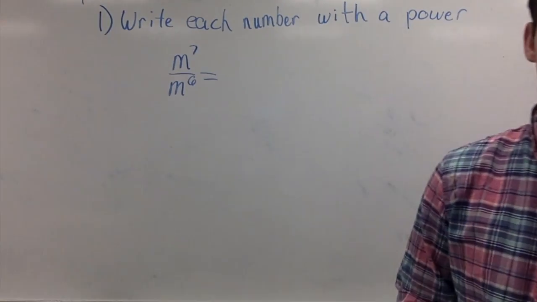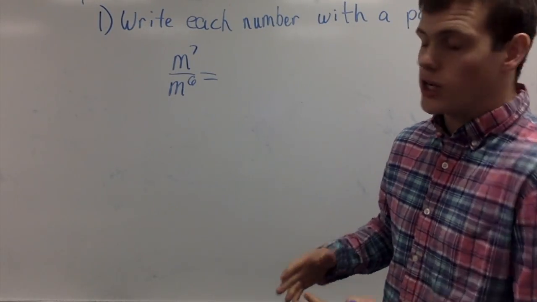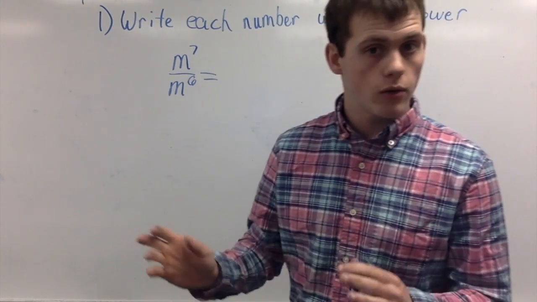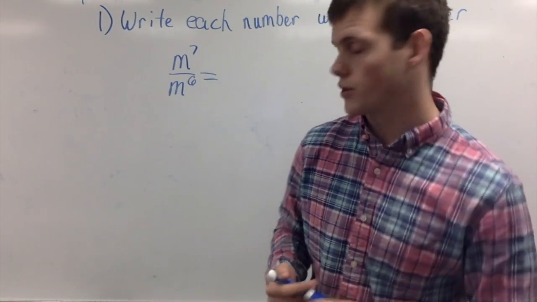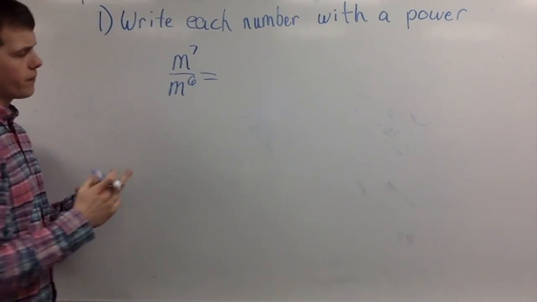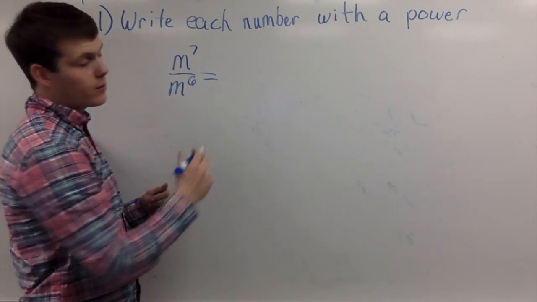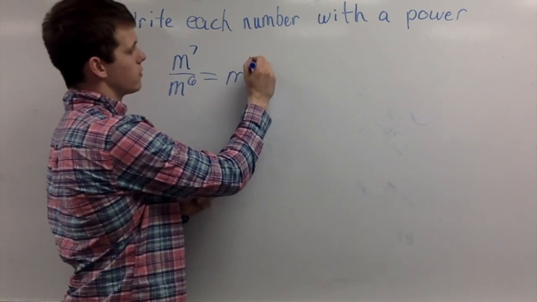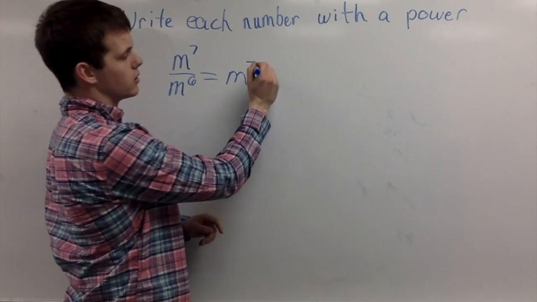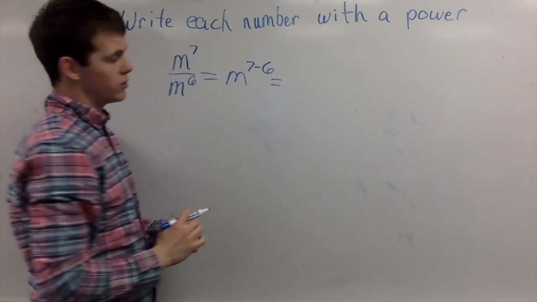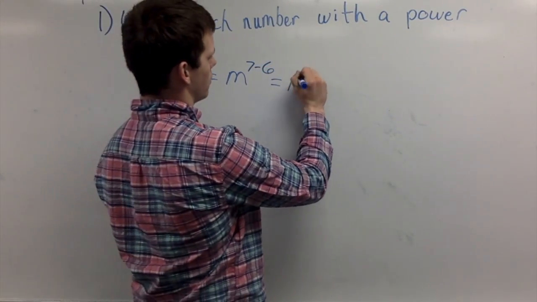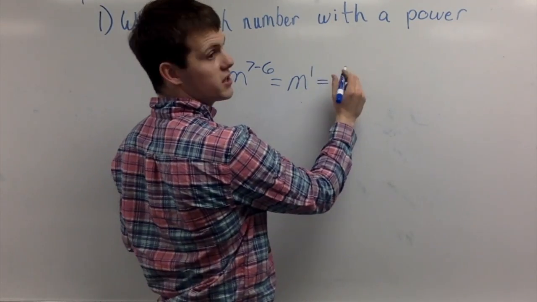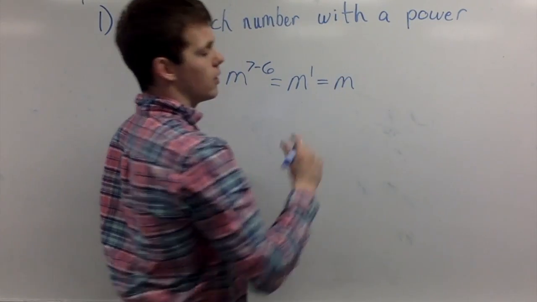Now we're going to use variables. Remember, nothing changes because the bases are still the same, so we're allowed to use all of our exponent rules. So what we do is we subtract the top from the bottom. m to the 7 minus 6, which is then equal to m to the 1st, which is then equal to m.